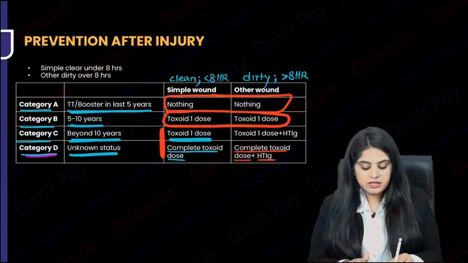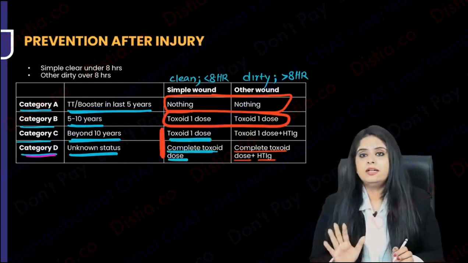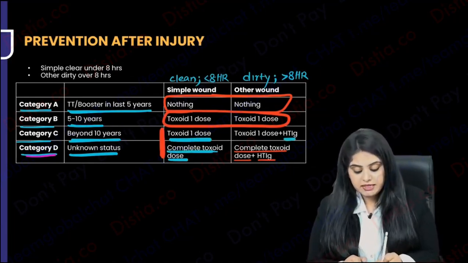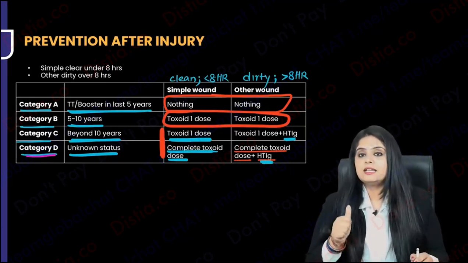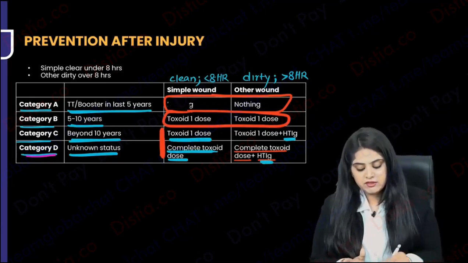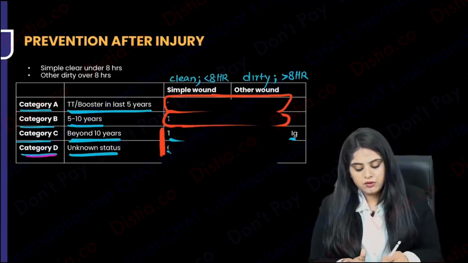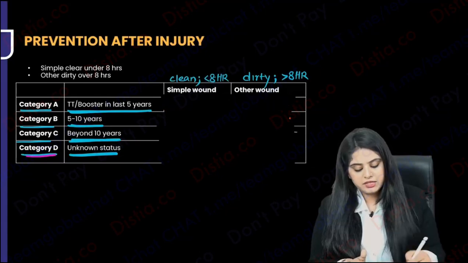Third category is 1 dose, and fourth category is complete dosage. Whereas in their complicated ones, you are going to give immunoglobulin. I hope that's okay. So category A, B, C, D. Maybe you can give me a very quick overview of this once again. Ready for it? So what do you do?